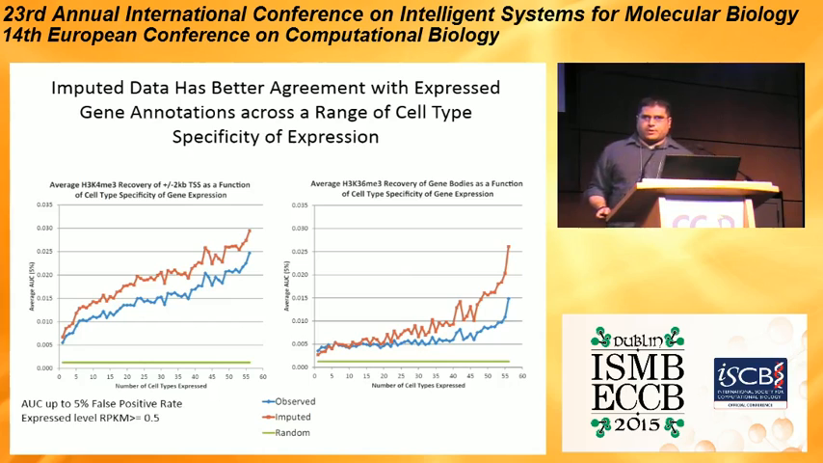One concern might be that we're going to miss very cell type specific behaviors and only capture some of the most broadly expressed genes. And it is true that the imputed data does improve in performance as the gene is expressed in more cell types, but it's competitive, in some cases better than the observed data by these metrics. I'm doing this in terms of area under the ROC curve up to 5% false positive rate compared to the observed data.